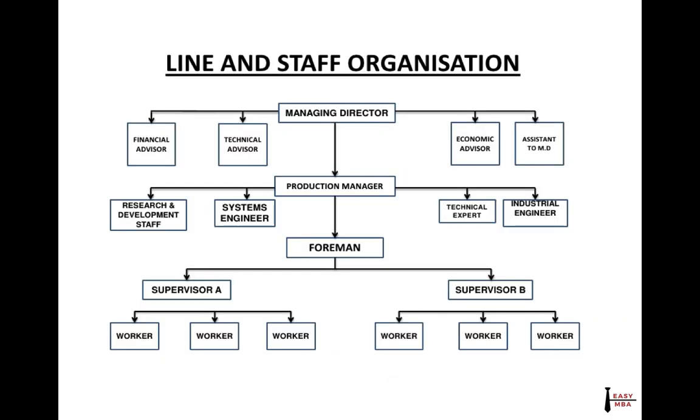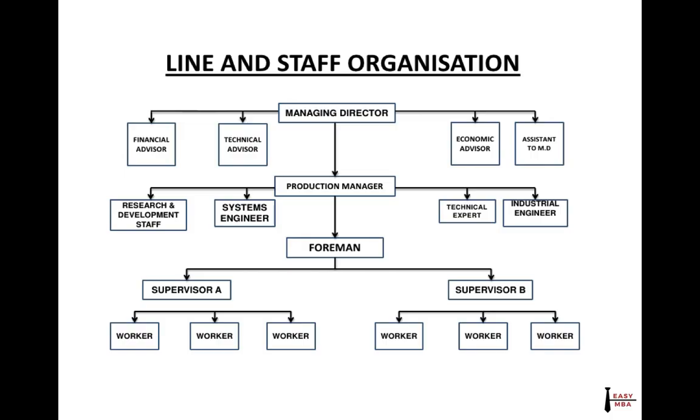So here you can see we have a line organization, that is the managing director, then we have the production manager, and then we have the foreman. Under the foreman, we have supervisor A, supervisor B, and under them we have the workers. So that is a pure line organization. But at each level, we have provided the staff organization as well. For the managing director, we have a technical advisor, a financial advisor, an economic advisor, and an assistant to MD. And at the production manager level, we have a systems engineer, R&D staff, a technical expert, and an industrial engineer. So these are all the staff organization.